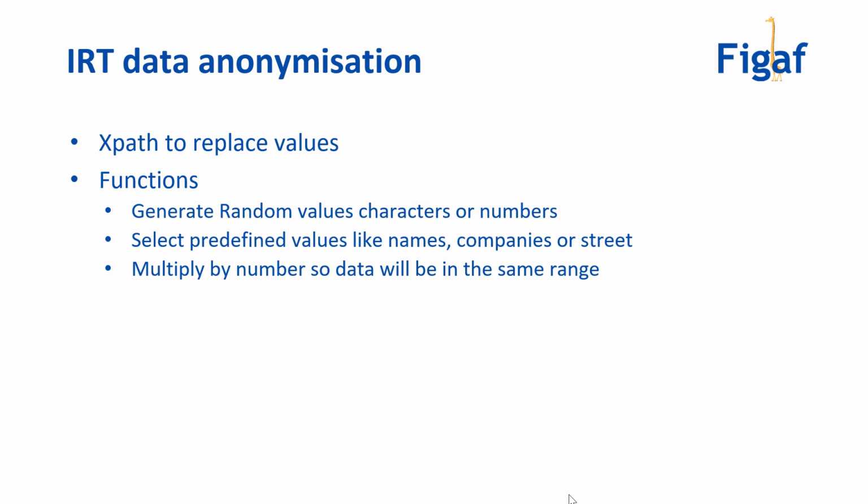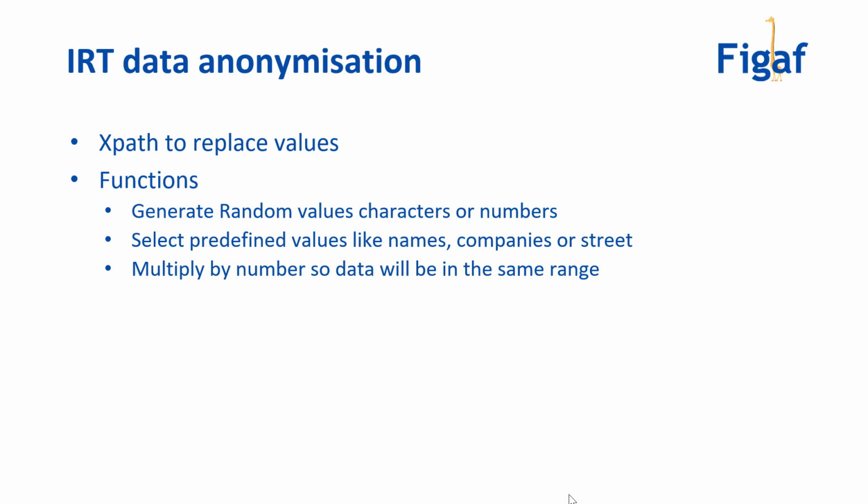So this really is simple. You simply select the data, specifying the field with XPath because it's normally XML. You can generate random values of characters and numbers. If, for instance, you have company names, first names, or last names you want to use in your function, you can add those as predefined values that will be randomly selected. Or you can multiply the value with a random number.